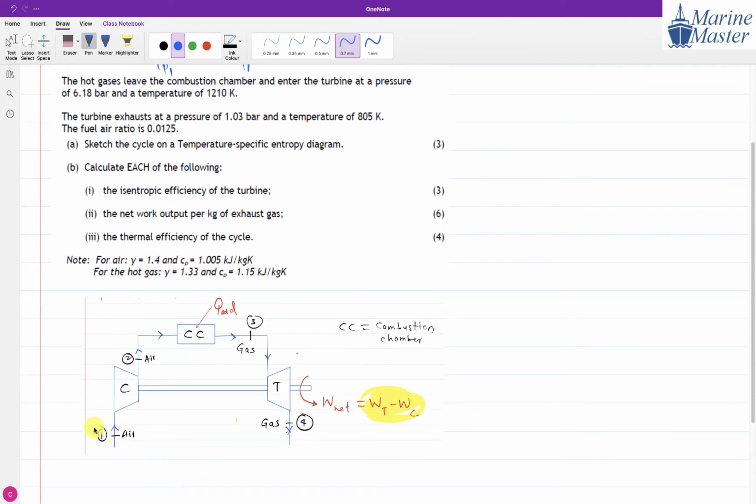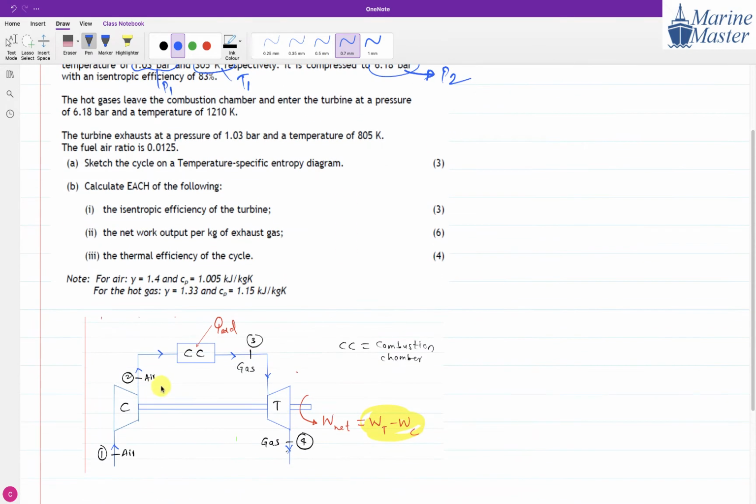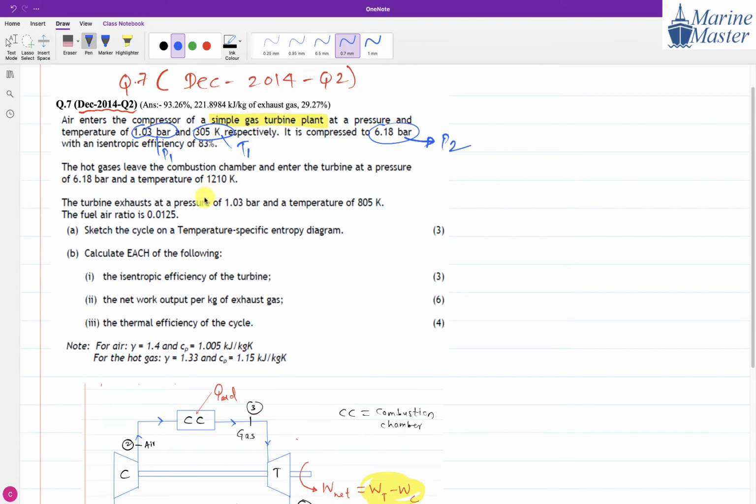With this pressure and temperature, air enters the compressor; these are the conditions at the entry to the compressor, point 1. It is compressed to 6.18 bar. So this will be the pressure of point 2, the outlet of the compressor, with an isentropic efficiency of 83%. Now which isentropic efficiency is this 83%? It is the isentropic efficiency of the compressor.